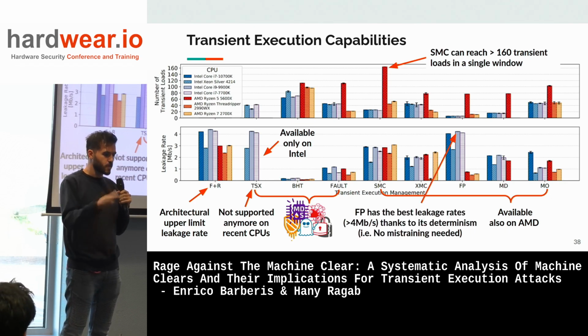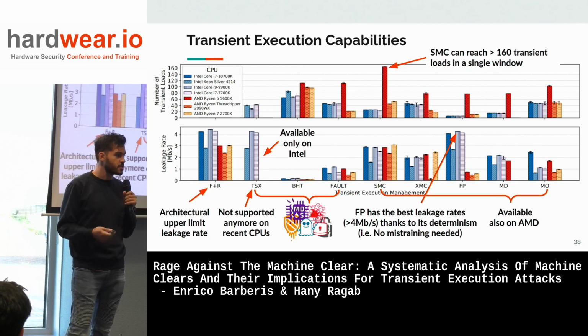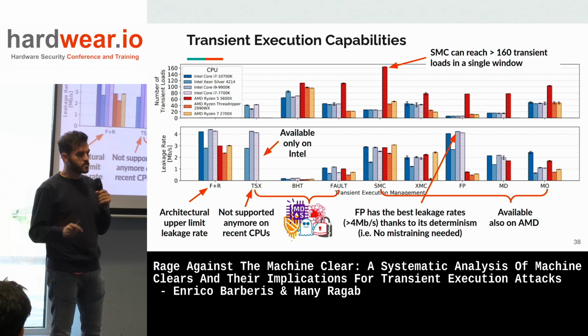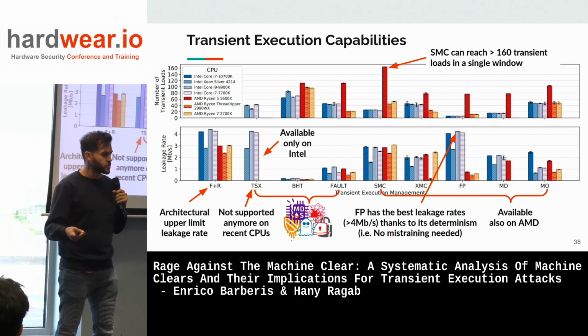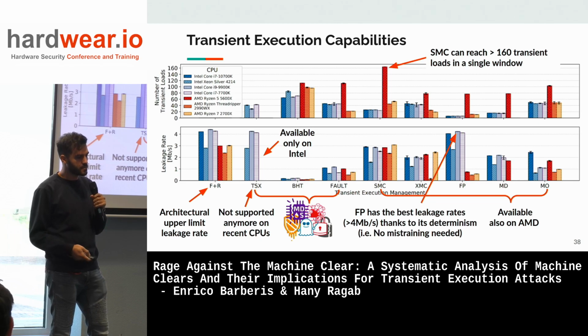And the other thing is, when it comes to leakage rate with a floating point machine clear, we were able to reach more than 4 megabits per second. And this is thanks to the determinism of this type of machine clear, which does not require mistraining a predictor and trying again. It's defined: once you have X and Y, you perform whatever floating point operation you want, you're good to go, and you're sure that you will create a transient execution path.